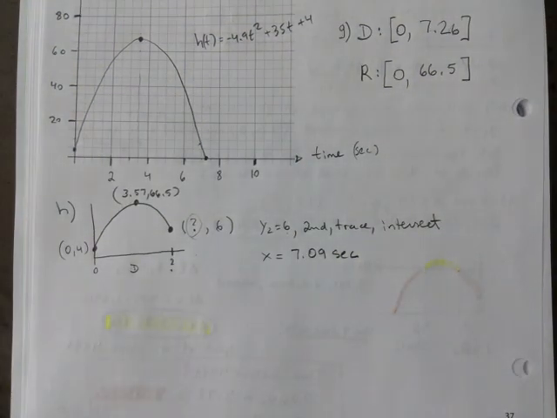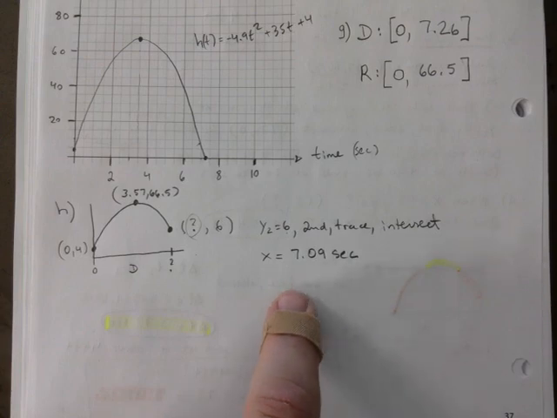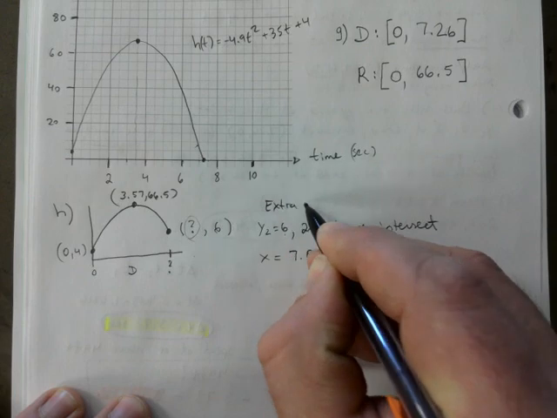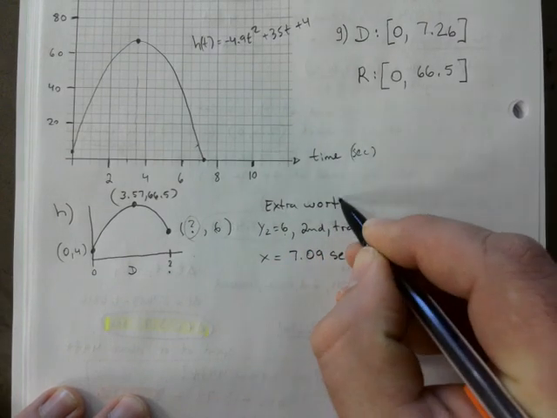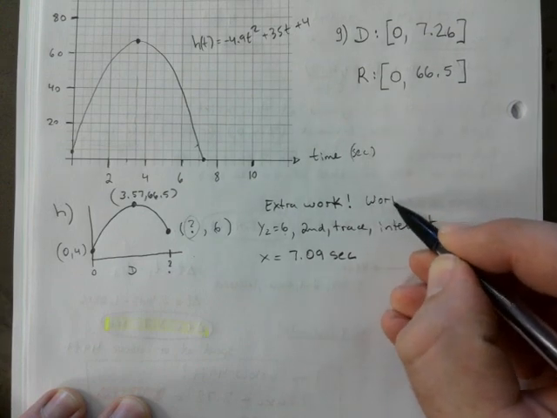Usually a domain and range question is just 1 mark for domain, 1 mark for range. If it's 3 marks for domain and range, you're probably going to need to do some extra work. Okay, extra work required. Worth a mark.